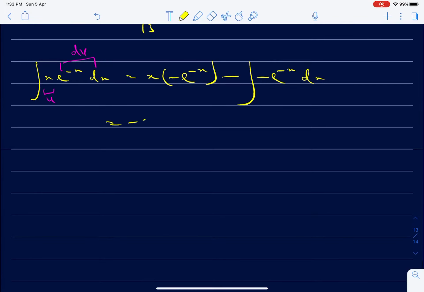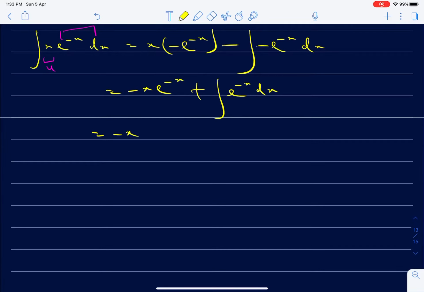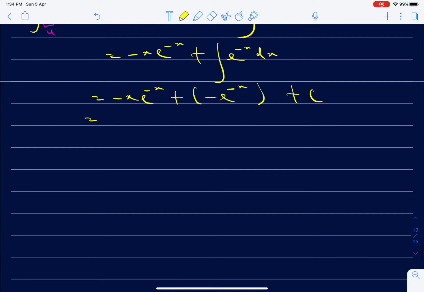And this gives us minus x e raised to the power minus x plus the integral of e raised to the power minus x dx. And that's the same as minus x e raised to the power minus x plus minus e raised to the power minus x plus c. And that means that's equal to minus x e raised to the power minus x minus e raised to the power minus x plus c.